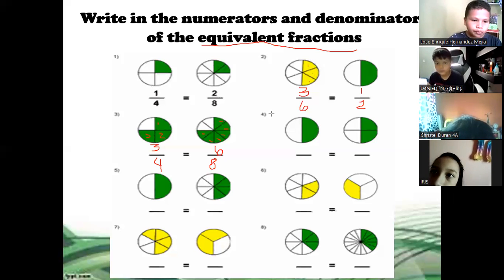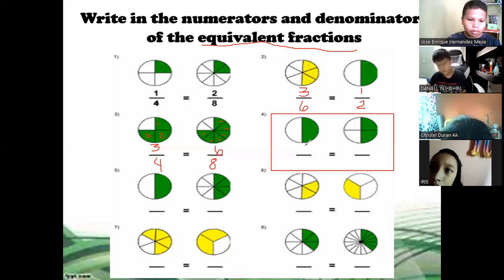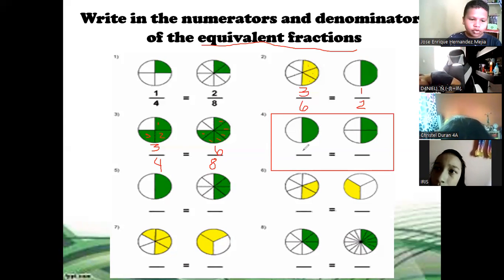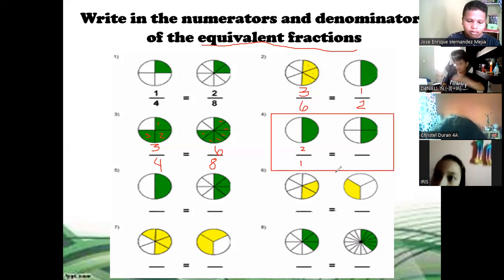2. This one. You have to start by naming the numerator. What is the numerator of the first one? This one. The 2. 2. And the denominator? 1. 1. What is the mistake, Daniel? Because you were moving your head. What is the mistake? Your fraction is incorrect.